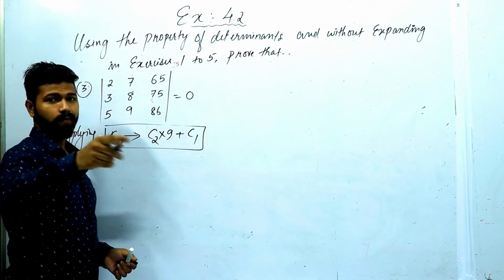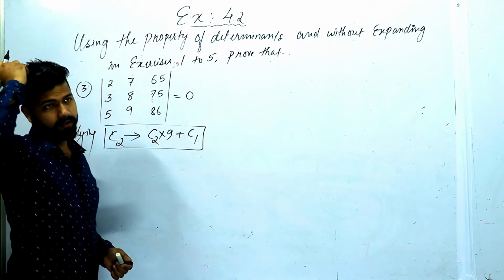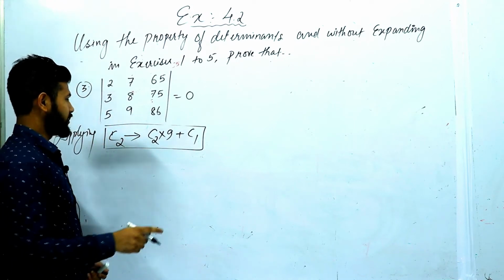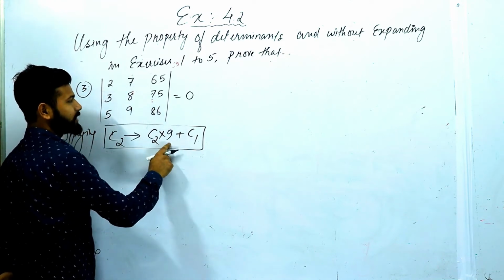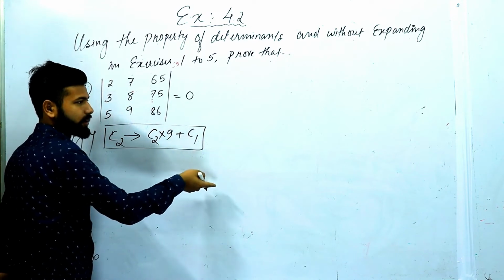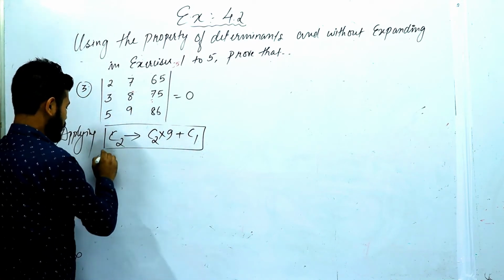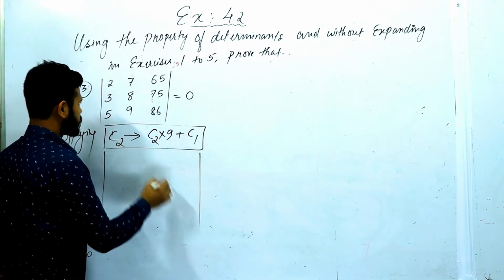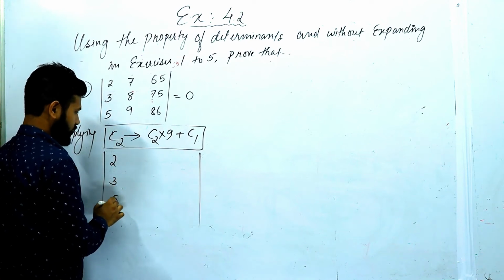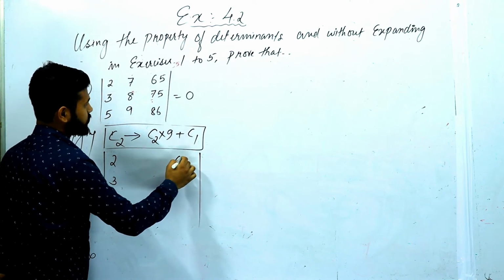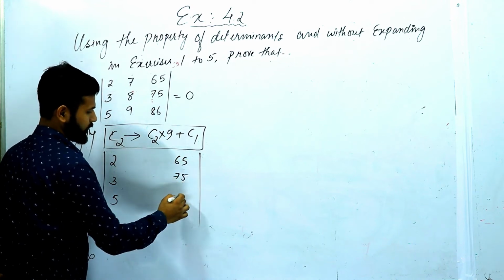You can turn on the page and see the property that I mentioned, property number 7. I'm bringing a change in column 2. Column 2 is changed to 9 times column 2 plus column 1. So let us bring the change now. Look here. As there is no change in column 1, write it exactly: 2, 3, 5. No change in column 3: 65, 75 and 86.